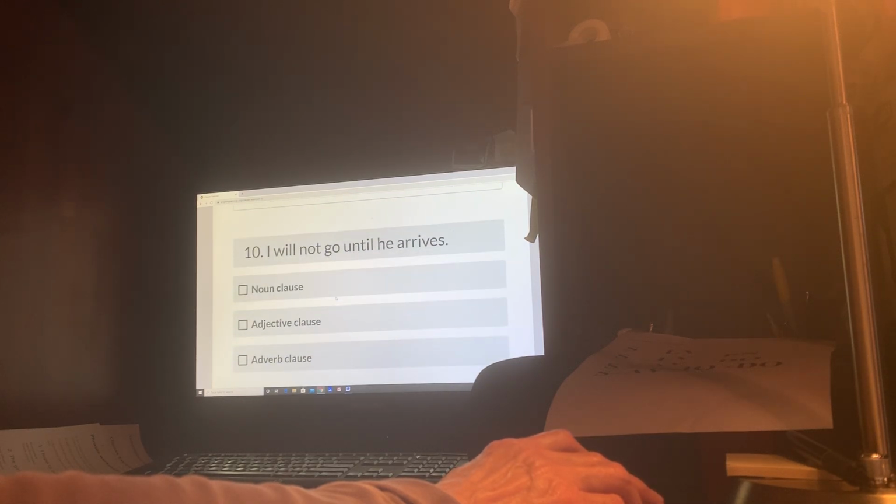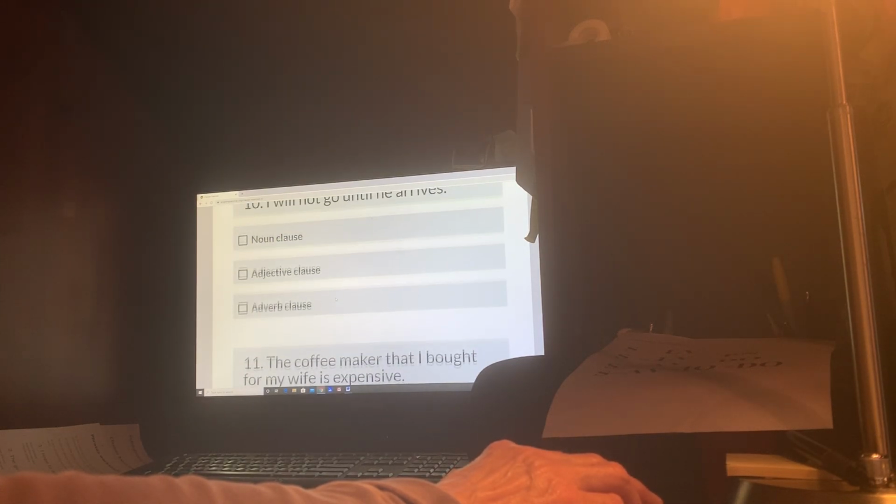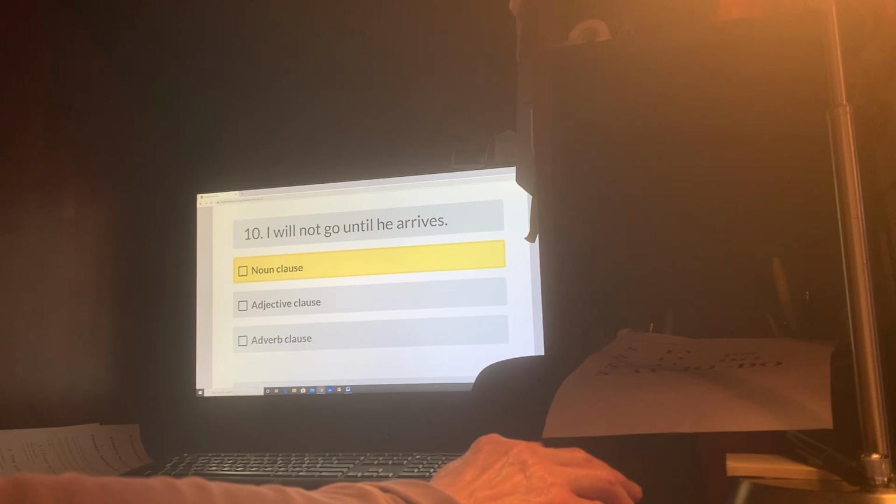I'm hoping you all get the ones that we're redoing correct now every time. Not, it's an adverb, cross it out. I will go until he arrives. Subordinator. When will you go? Until he arrives. When, that means adverb clause.